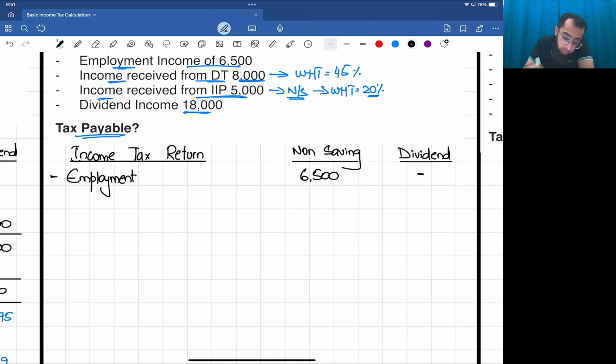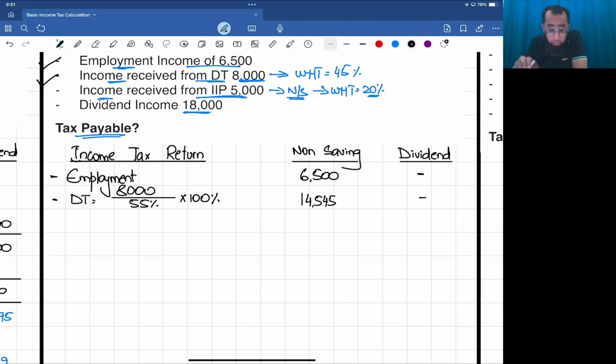6,500, goes in the head of non-saving. Then comes the discretionary trust. 8,000. 45% is the withhold. So you divide by 55 multiplied by 100. So let's gross it up. Okay. 8,000 divided by 55 multiplied by 100. So it's 14545 goes in the head of non-saving.